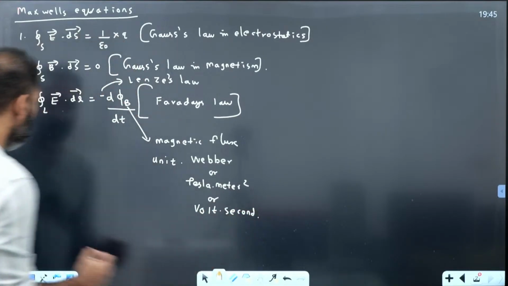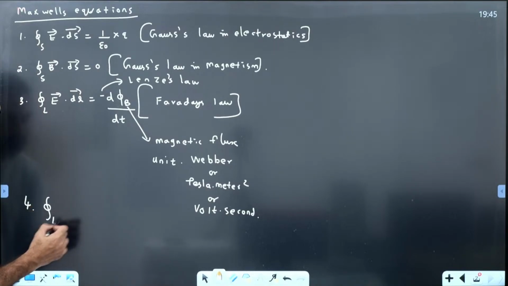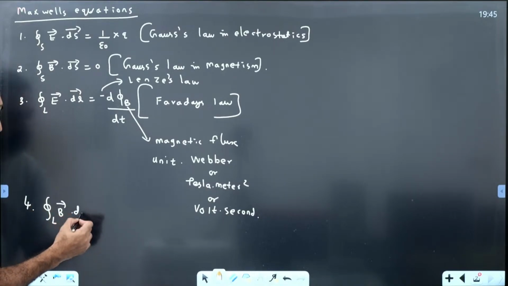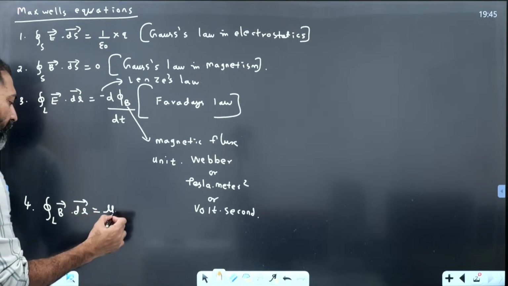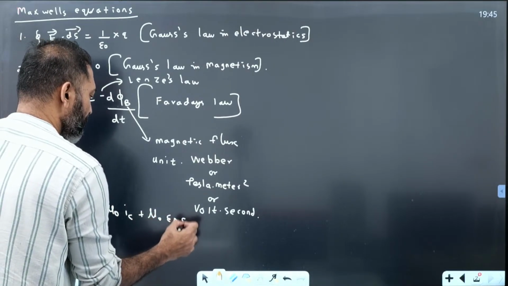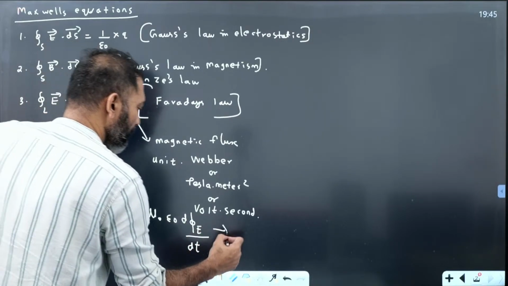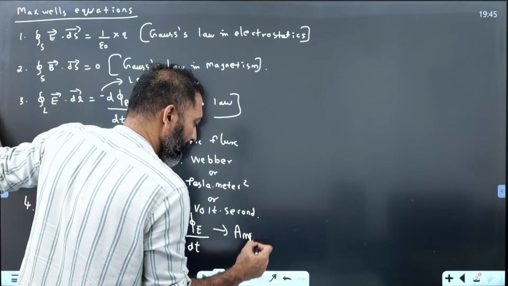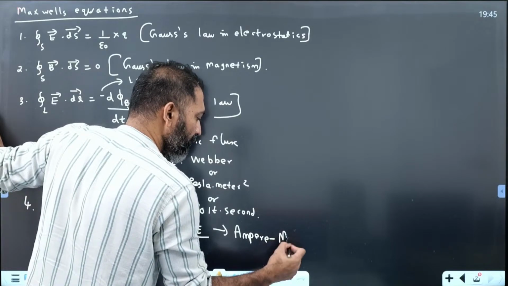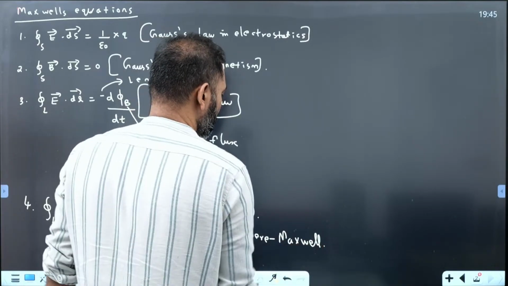And next, fourth Maxwell equation. What is fourth Maxwell equation? Integral over L B vector dot dl vector is equal to mu 0 I plus mu 0 epsilon 0 d phi by dt. Which is what law? Ampere Maxwell law.